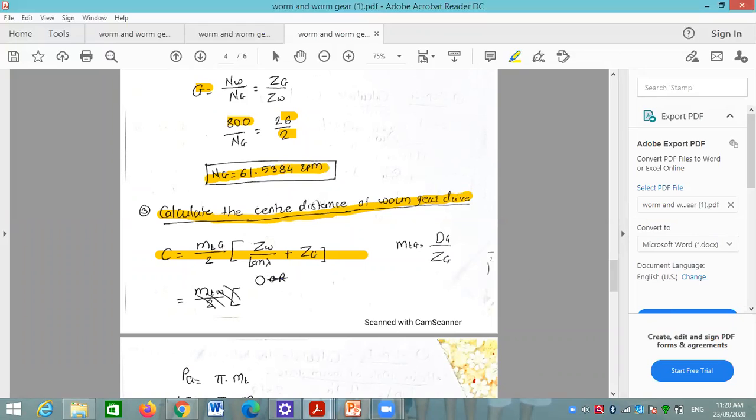Here we have a formula. In this formula we have to calculate the center distance, but we don't know the value of the transverse module for a gear. So before calculating the center distance, we have to calculate the transverse module for a gear, and transverse module for a gear is equal to diameter of the gear divided by number of teeth on a gear.